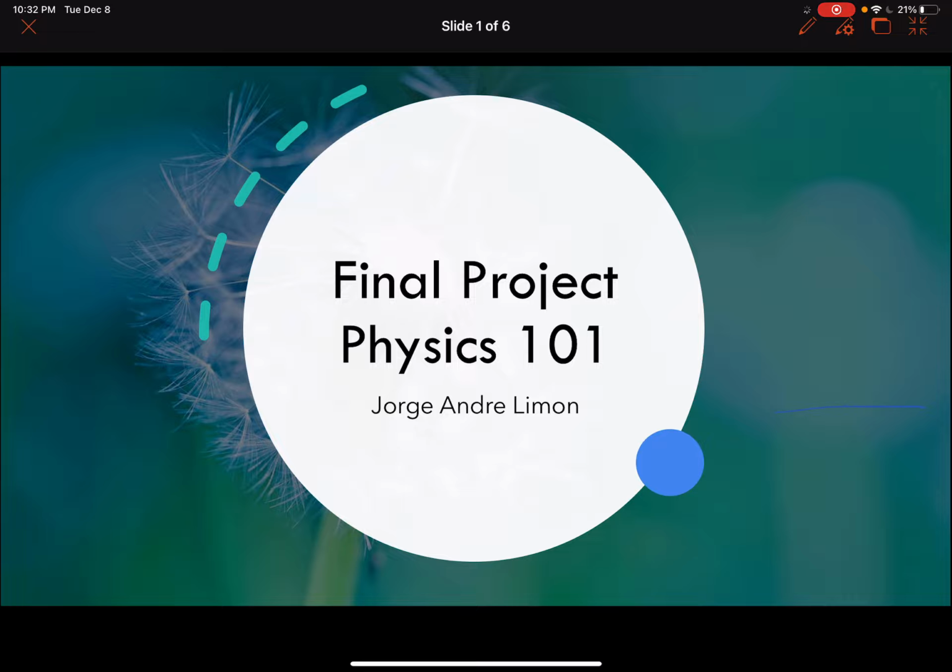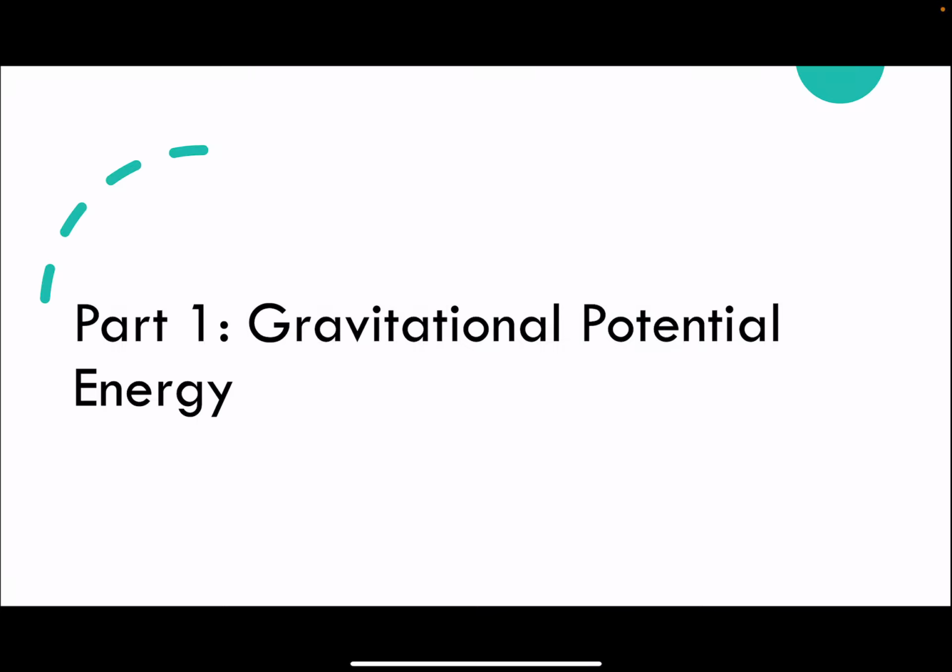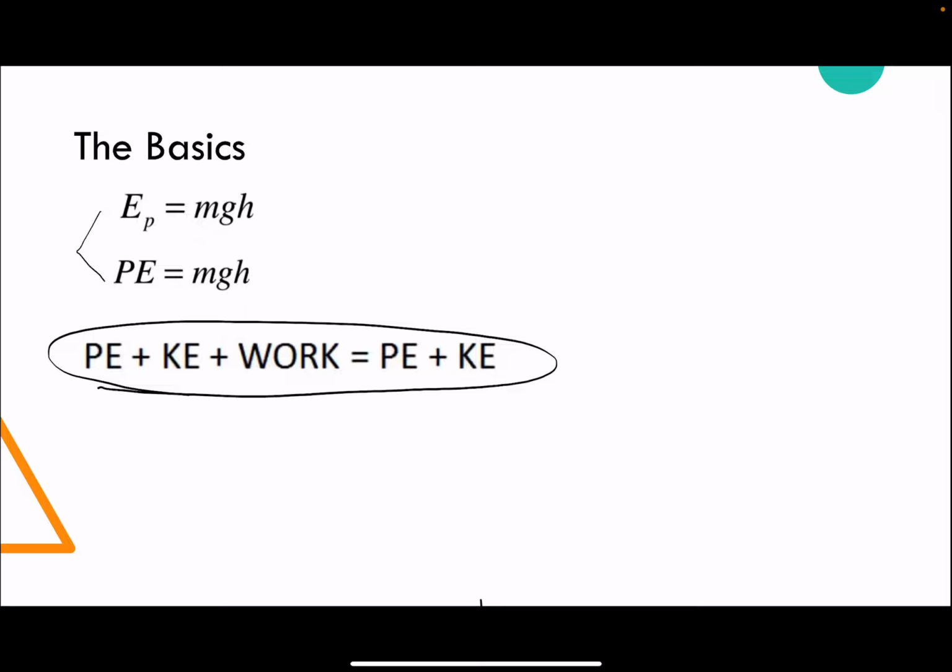Hello, this is going to be the first part in my final project for Physics 101. I'm going to be talking about gravitational potential energy, which is topic 5.3 in our book.